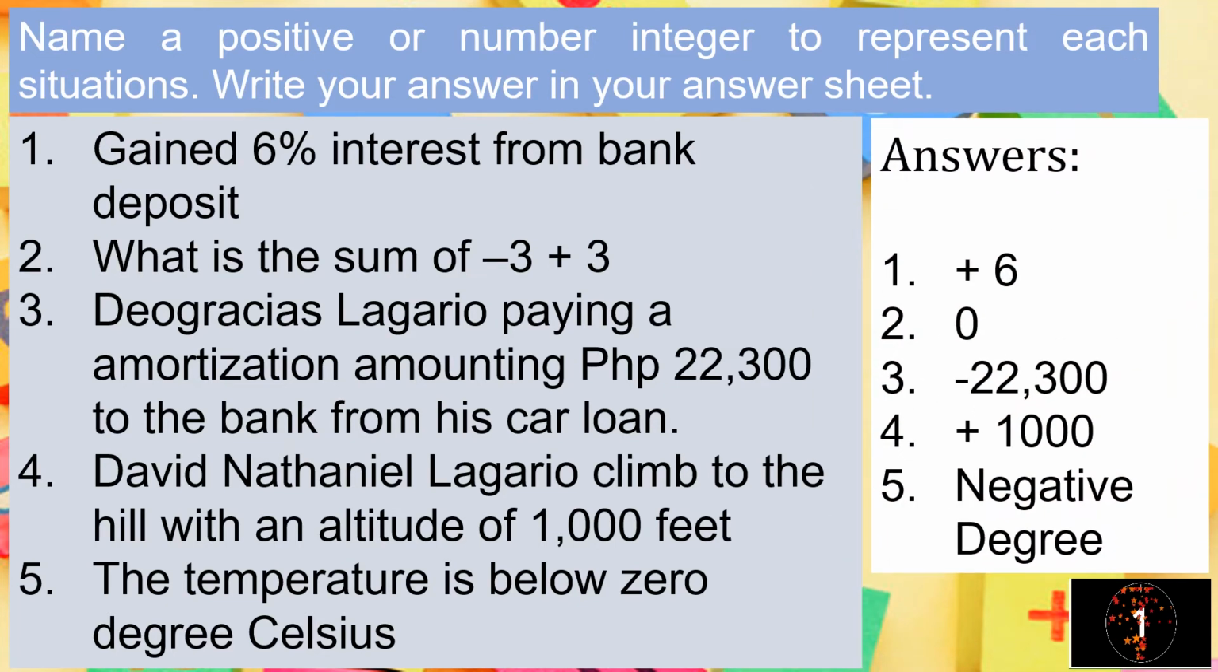Okay, so the answers: gain 6% interest, positive 6. What is the sum of negative 3 and positive 3? 0. Paying amortization amounting 22,300 pesos, so negative 22,300 because it was reduced. Next, climb to the hill, so positive 1,000. The temperature is below 0, so since it is below 0, negative degree.